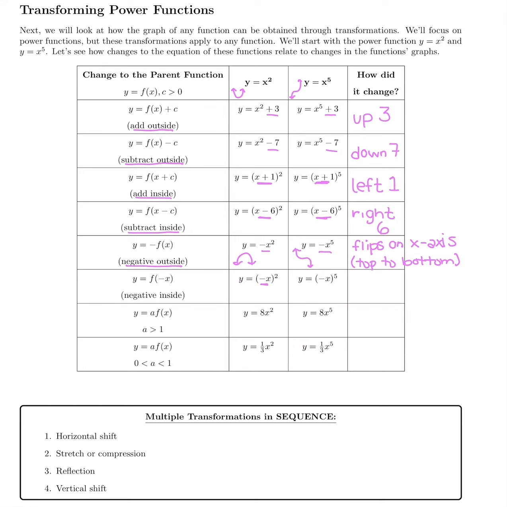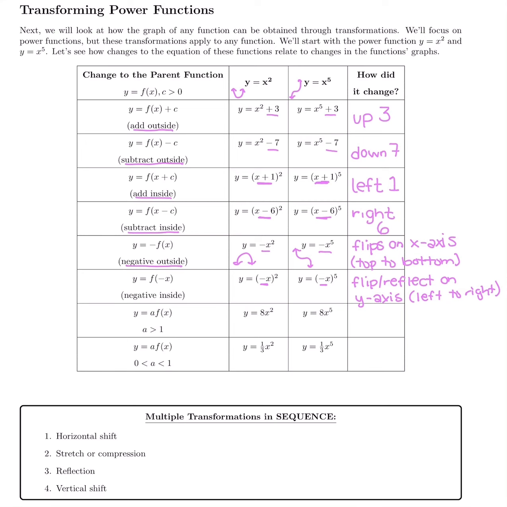Versus the negative inside. If it's inside, it's going to flip or reflect on the y-axis, left to right. So we would flip on the y-axis, which x squared is already symmetric about the y-axis, so it's not going to flip it there to look exactly the same. But x to the fifth flipping on the y-axis is going to flip it to the other side. So negative outside is x-axis, negative inside is y-axis.